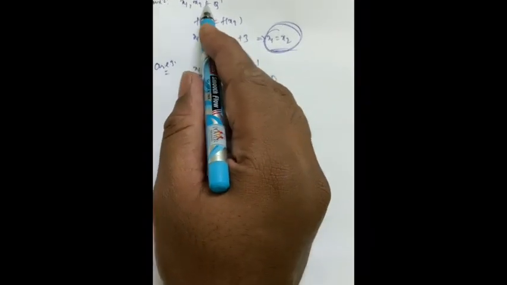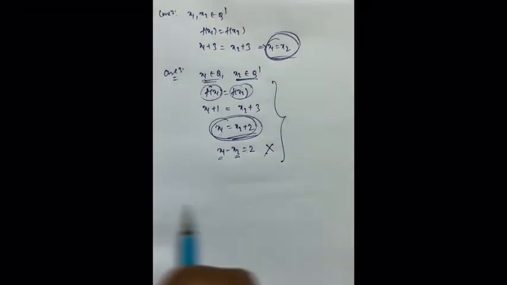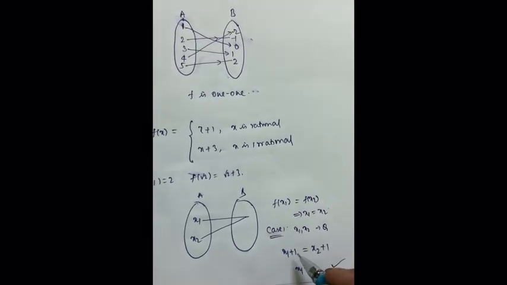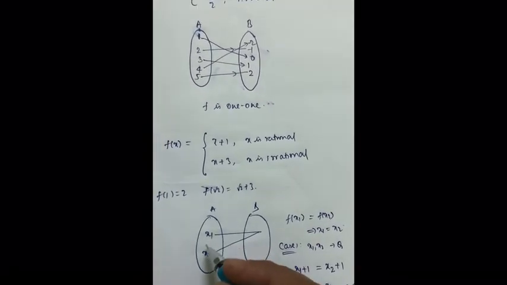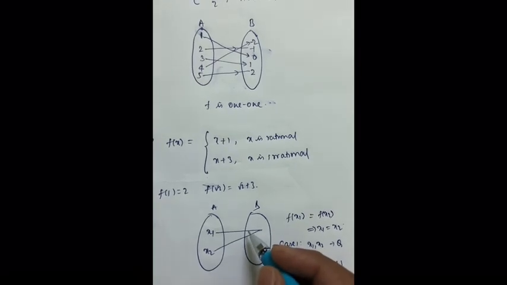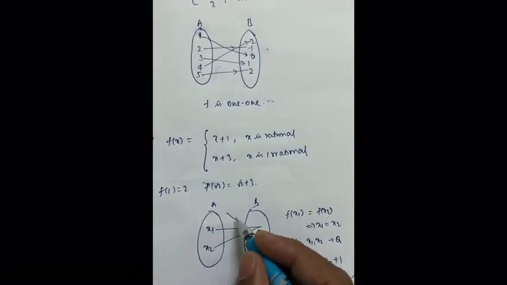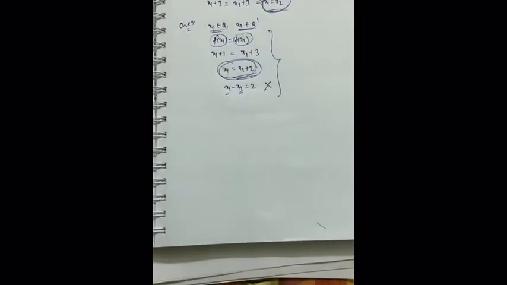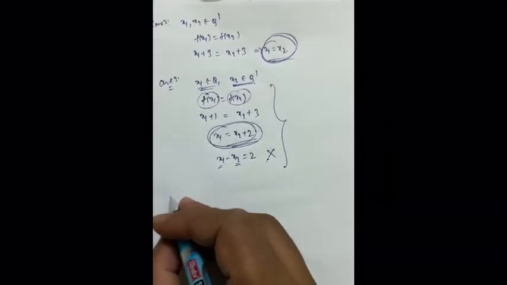If I take both irrational, still the images can't be the same. If I take both rational, still the images can't be the same. Images will be the same only if both are the same; if both are different, images can't be the same. So this kind of relation will not come in this function. This function will be 1-1. Now we'll change this function a little bit and then we'll see.